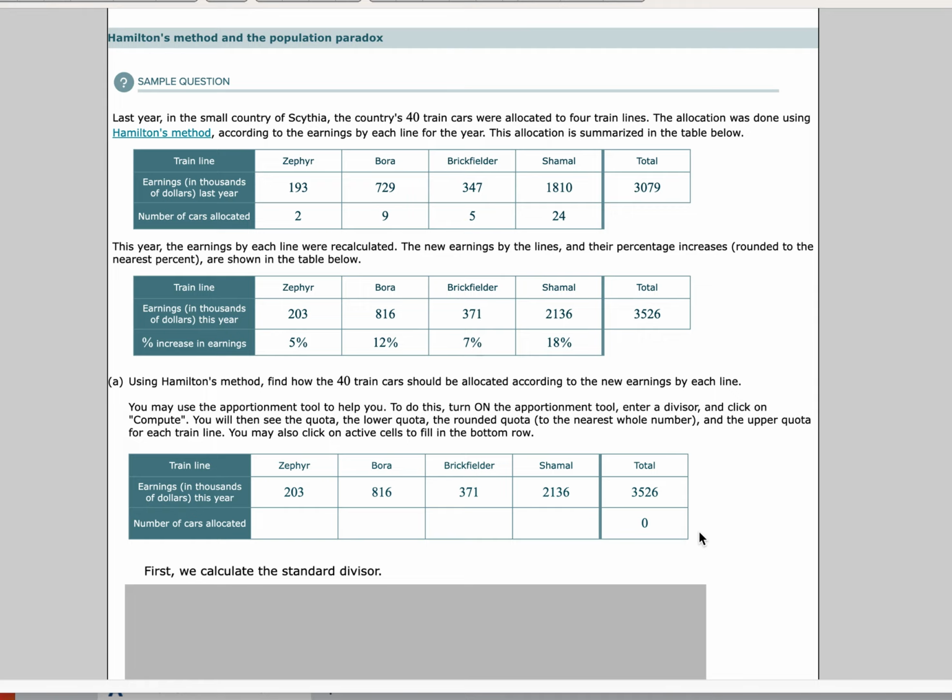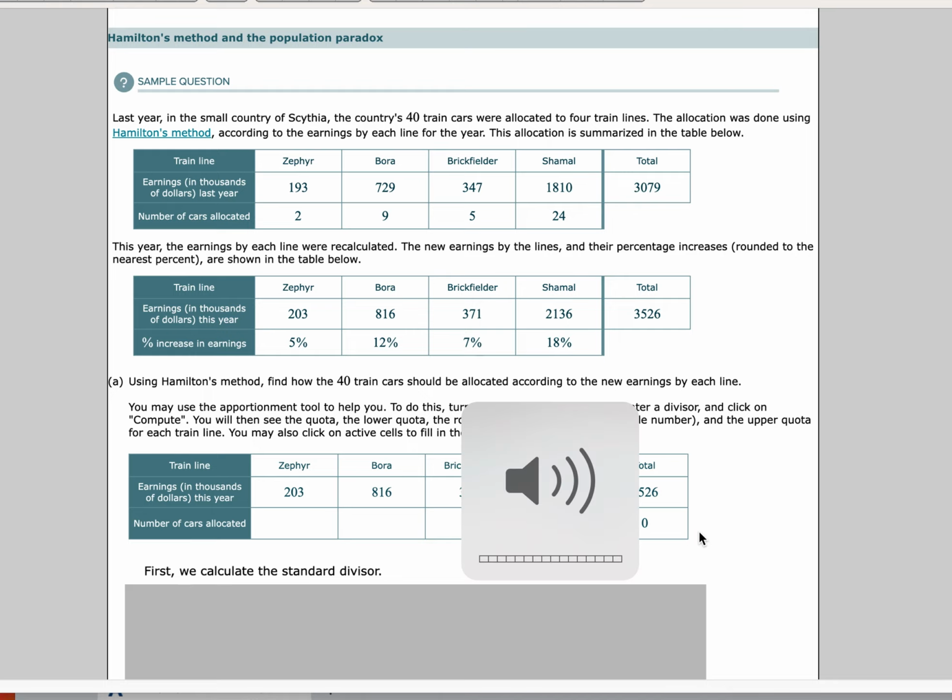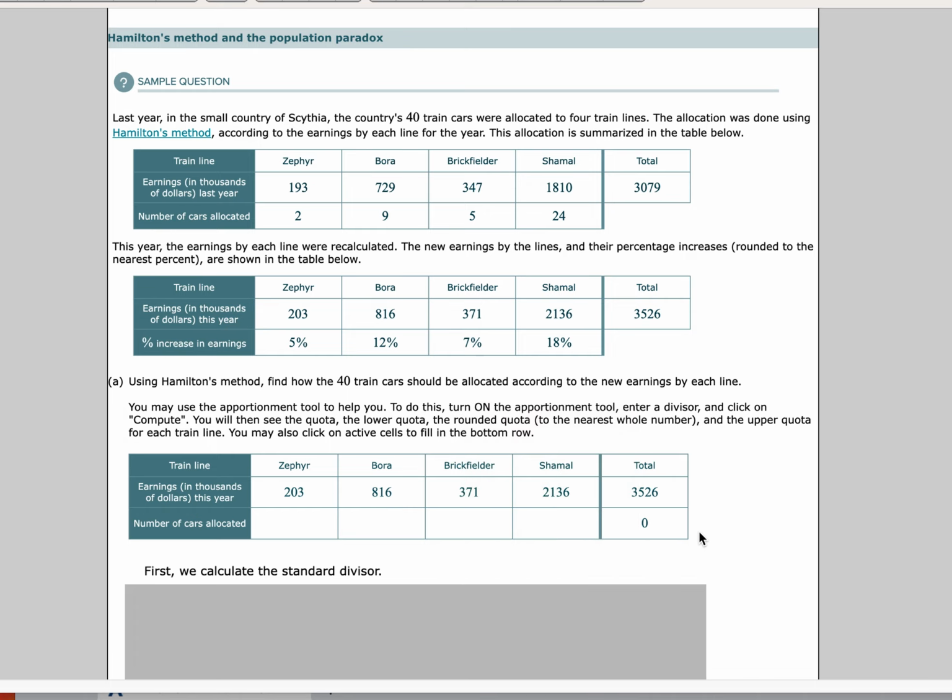Last year in the small country of Scythia, I don't know how to pronounce that, the country's 40 train cars were allocated to 4 train lines. The allocation was done according to Hamilton's method, which is one of the easiest methods. This is what it was last year: 2, 9, 5, and 24 for a total of 40.